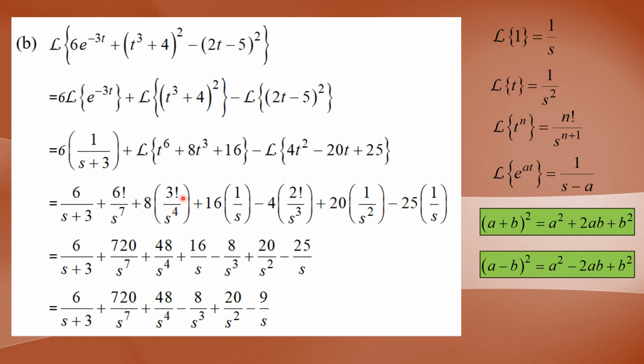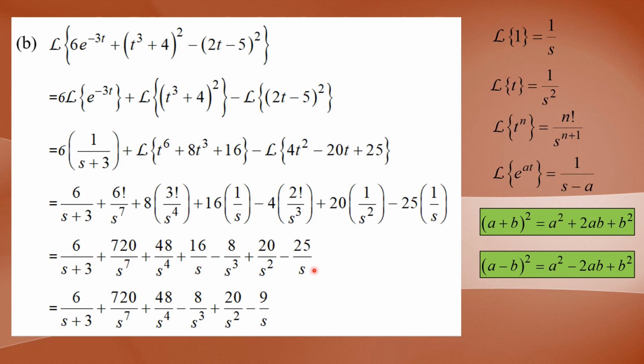8 multiplied by 6 is 48. So 48 divided by s to the power of 4. 16 times 1 over s is the same as 16 over s. Minus 4 times, now 2 factorial is 2. 4 times 2 is 8. Minus 8 over s cubed. Plus 20 times 1 is 20 divided by s squared. Minus 25 times 1 is 25 divided by s. Okay, so this is the result.